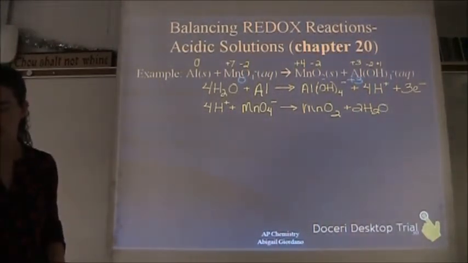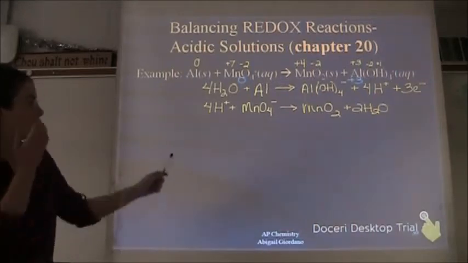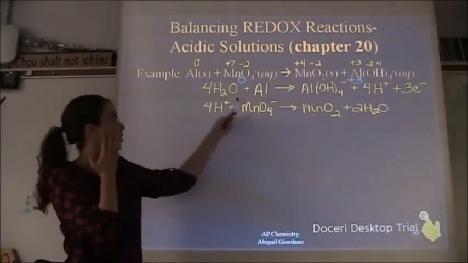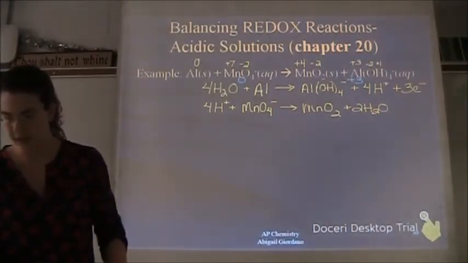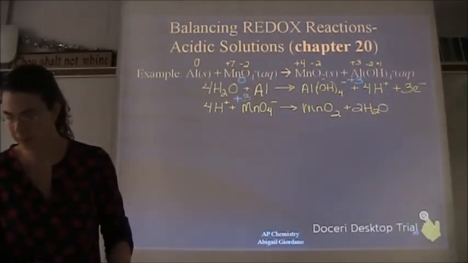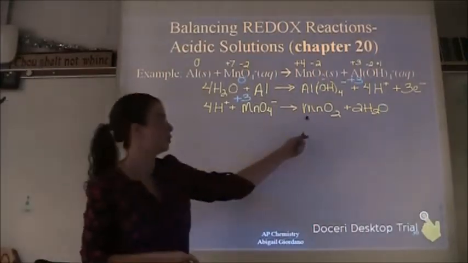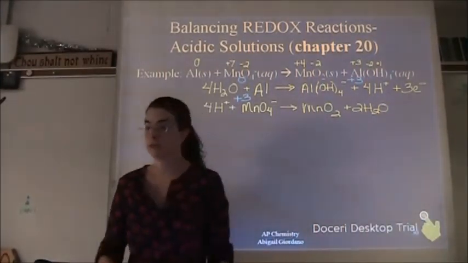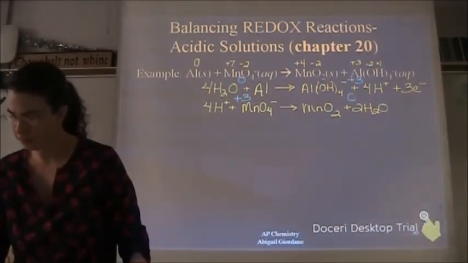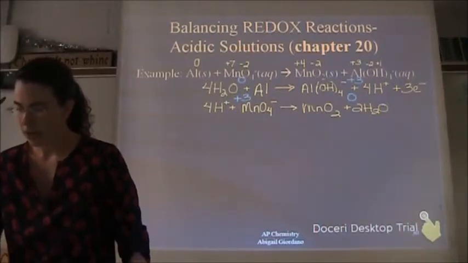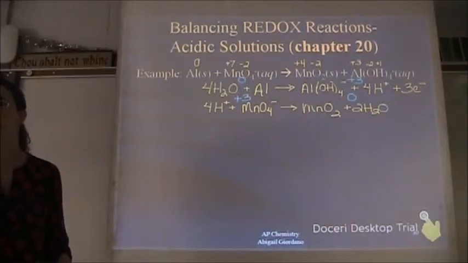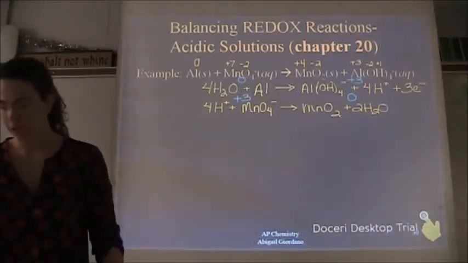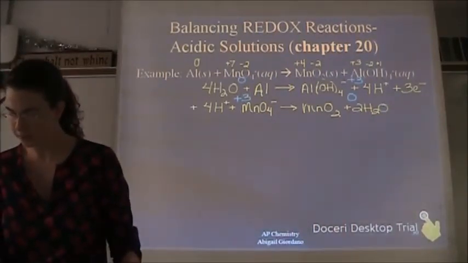Can you tell me what is the overall charge on the left-hand side here? Plus 3. Okay. And the right-hand side, that's a neutral compound. That's neutral. 0. How many electrons and to which side should I add them? 3 electrons on the left. Very good.